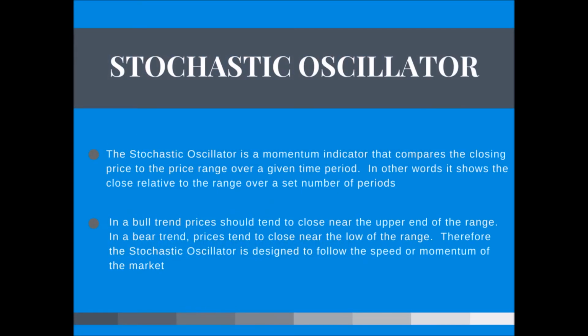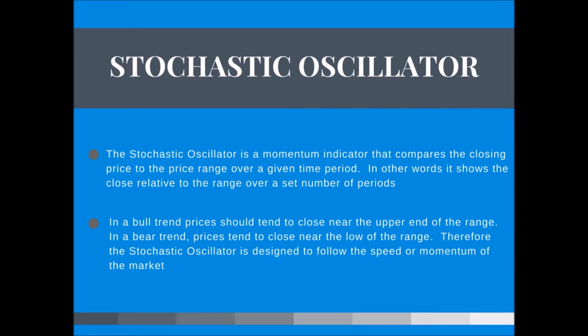The stochastic oscillator is a momentum indicator that compares the closing price to the price range over a given period of time. In other words, it shows the close relative to the range over a set number of periods. So in a bull trend, prices should tend to close near the upper end of the range. Of course, because prices should be climbing, you want to see them close near the upper end of the range for the day to show that bulls are in control.